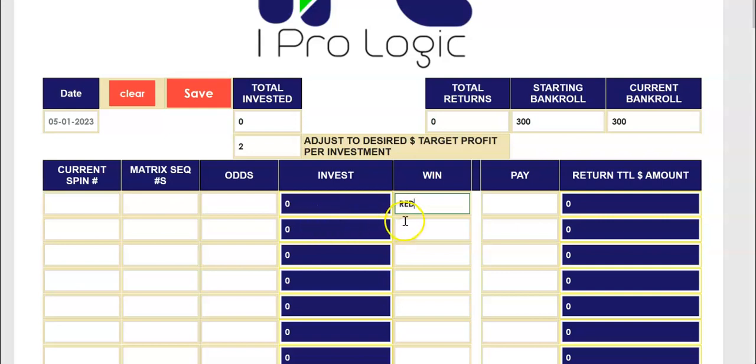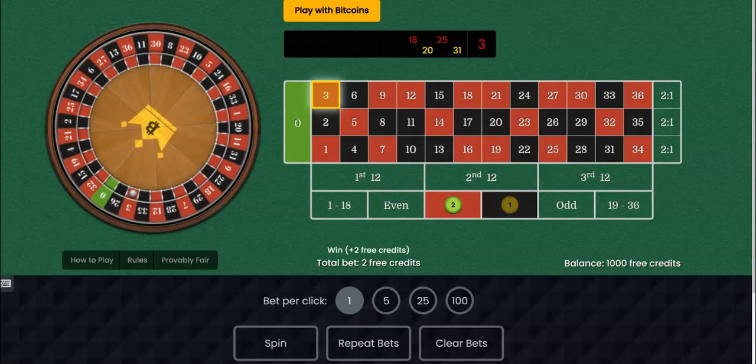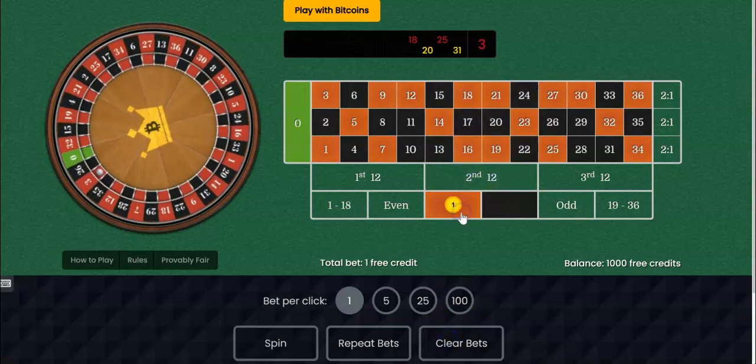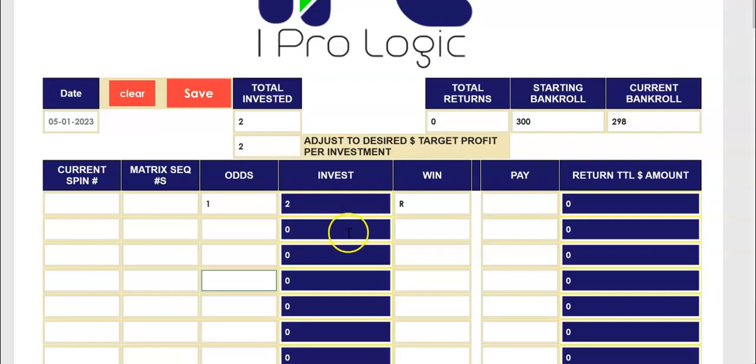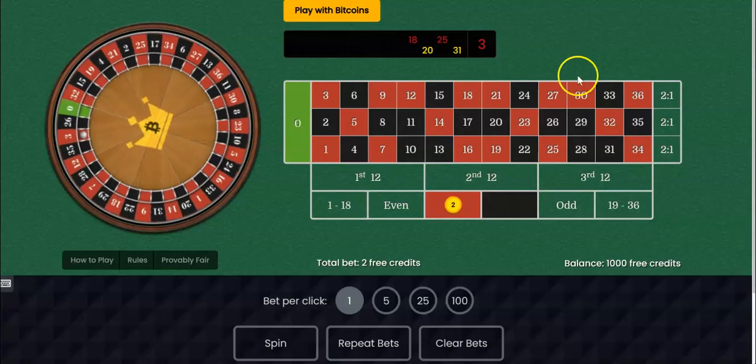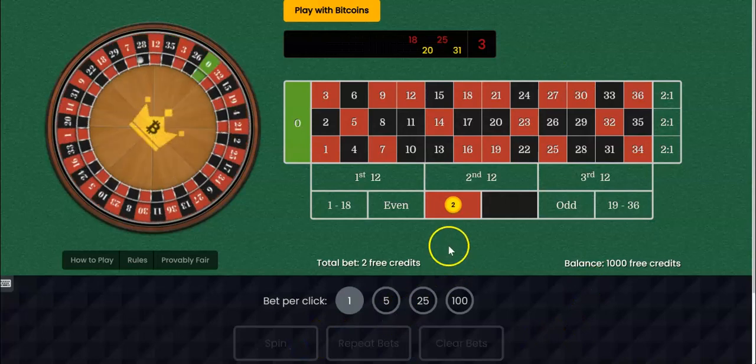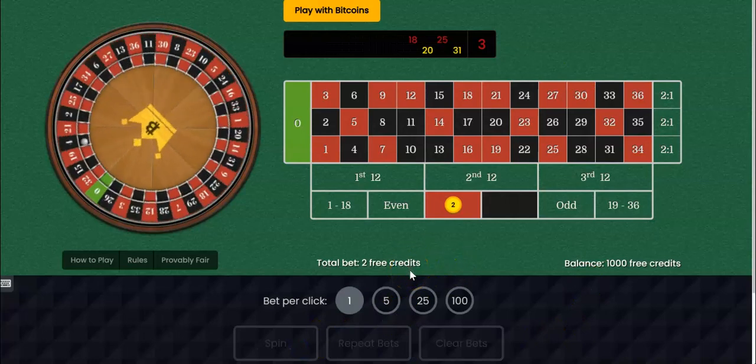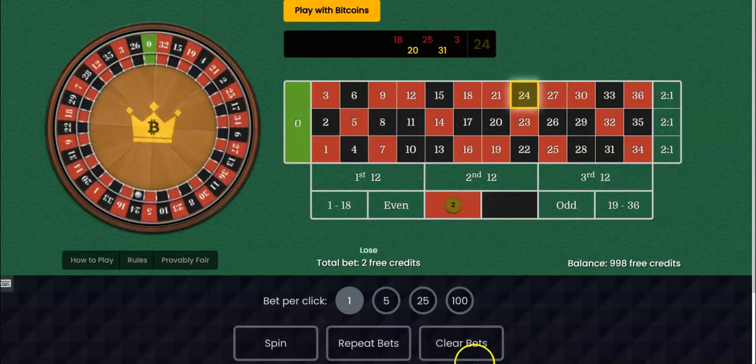Okay, you don't have to put this in, but you could. Red, and you're going to put odds is 1, okay? So we are now going to put 2 units because this says invest 2 units. Okay, we'll show you how fast this can happen. Sometimes you can miss a few spins, that's fine. Have the bankroll, you'll get to where you want to get.